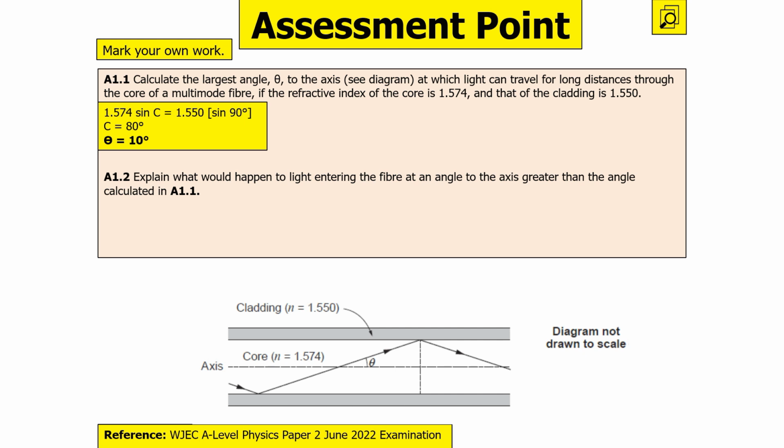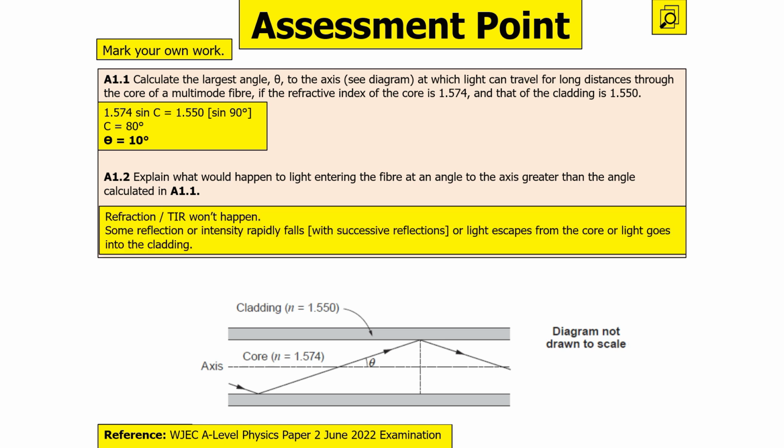So therefore, if it was at a greater angle, then refraction would take place and the total internal reflection wouldn't happen. Now this means that the reflected intensity would rapidly fall and the light would escape from the glass and go into the cladding, so it won't transfer the energy efficiently.